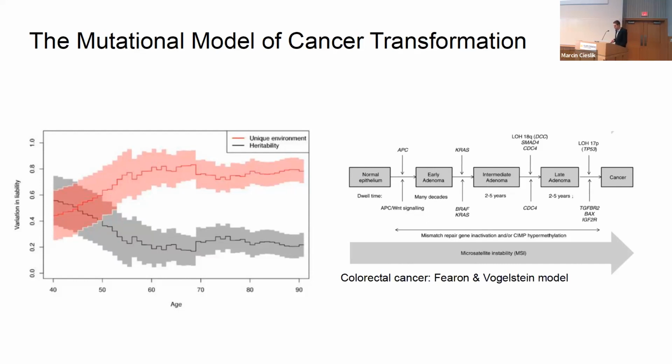In this very influential discovery by Fearon and Vogelstein, one of the key discoveries in cancer, we can see how different mutations contribute to the onset and then progression of colorectal cancer. And those mutations do not generally occur randomly. Rather, there is a specific sequence to them.